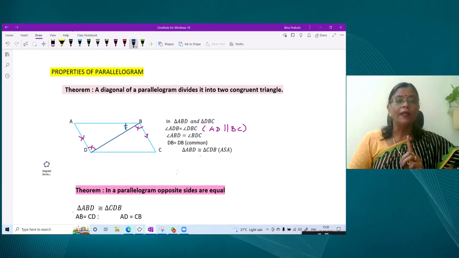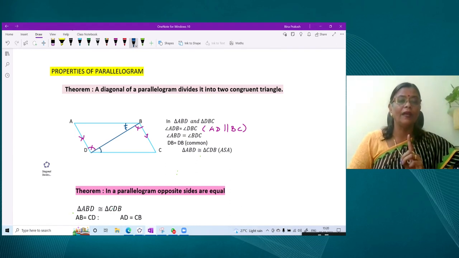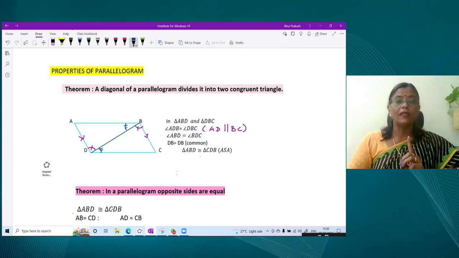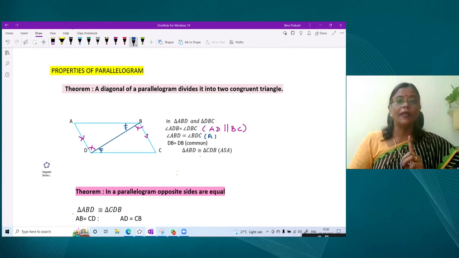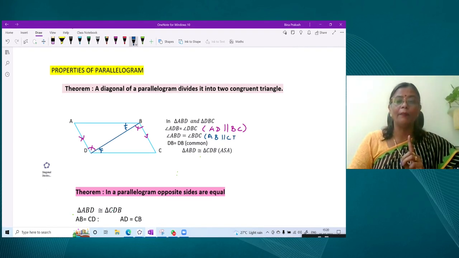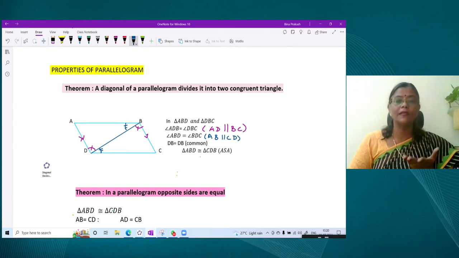ABD is this angle, equal to BDC. BDC is this angle. Why have I written there equal? That is because we are given that AB and CD are parallel. Because it's a parallelogram, opposite sides are parallel.